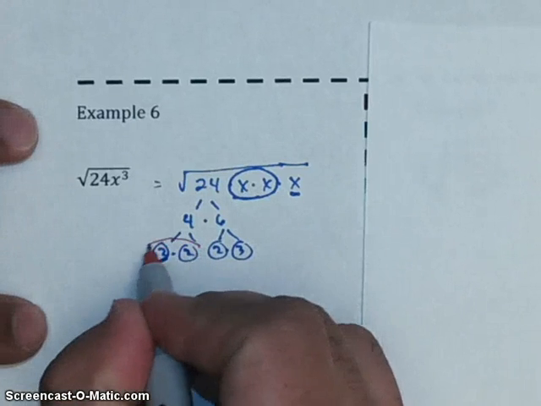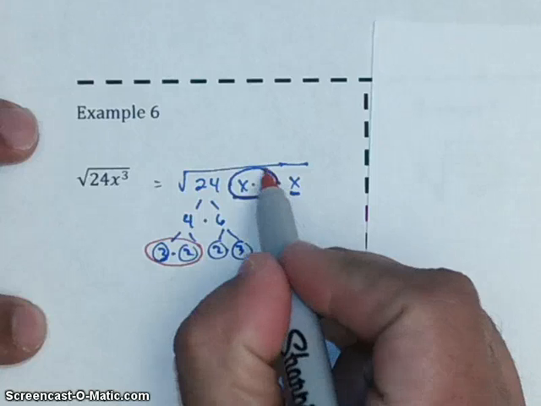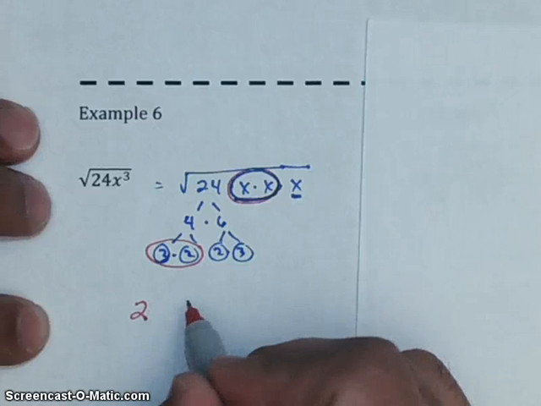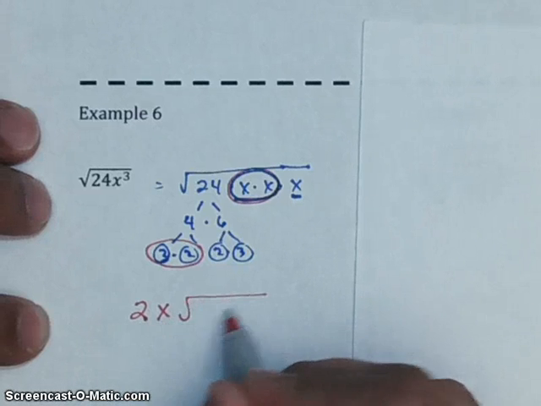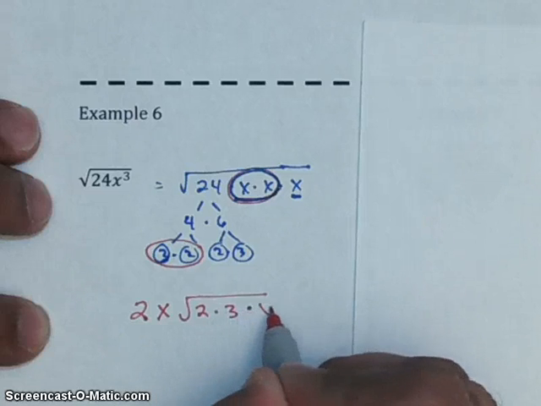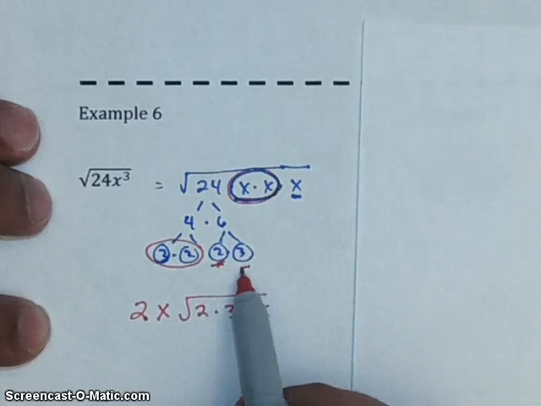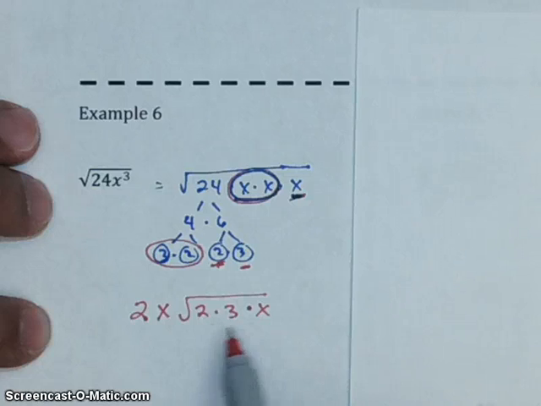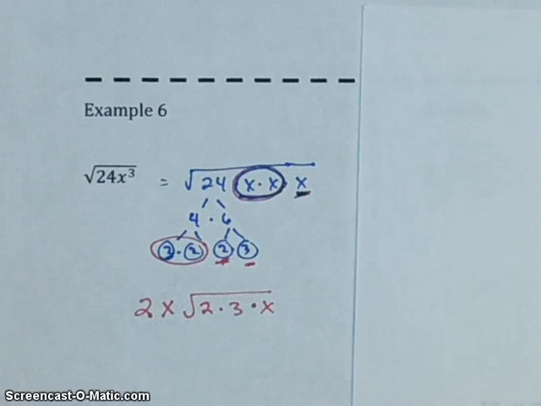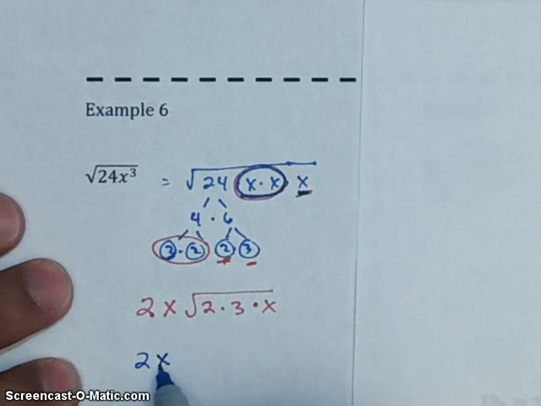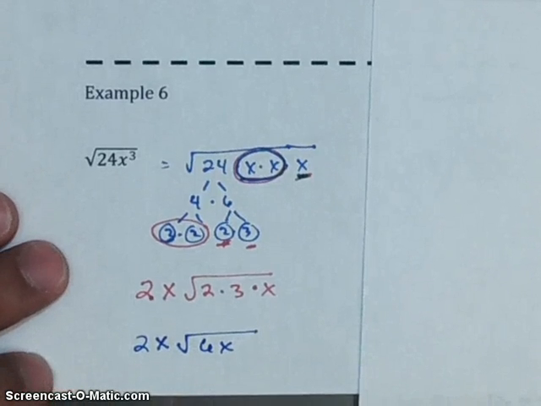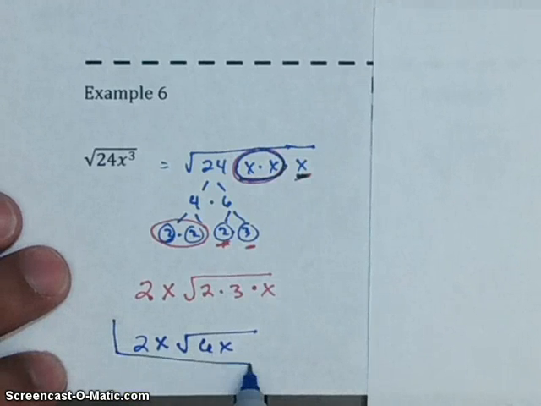Okay, so I'm going to have one pair of 2's and a pair of x's. So this is going to be 2x square root of 2 times 3 times x. These were the terms that did not have pairs in them, so those have to stay inside the square root. Okay, and then simplifying all of that, multiplying this out, the answer is 2x square root of 6x. Right? So that would be your answer.